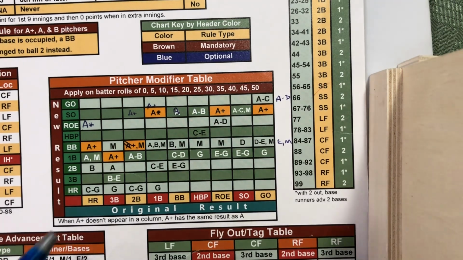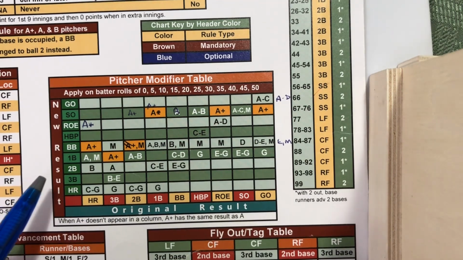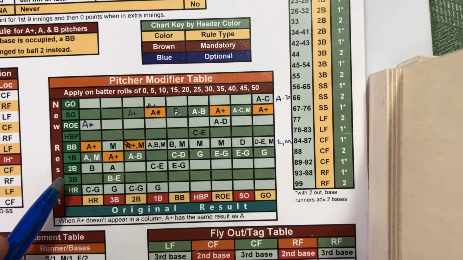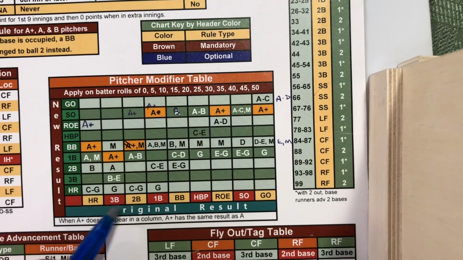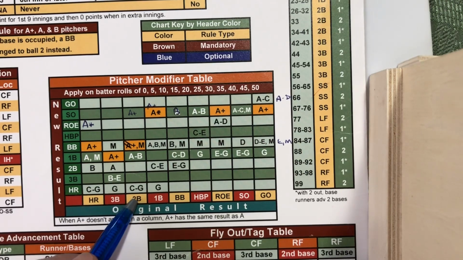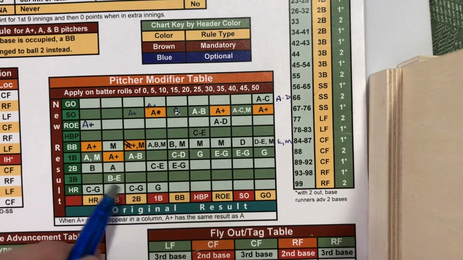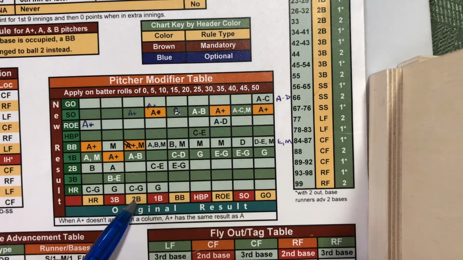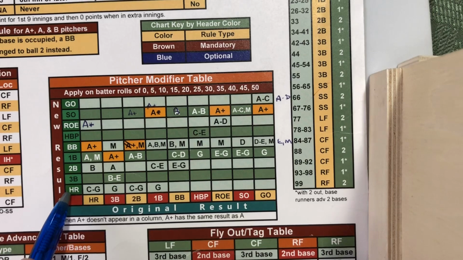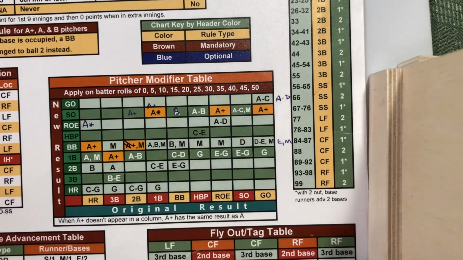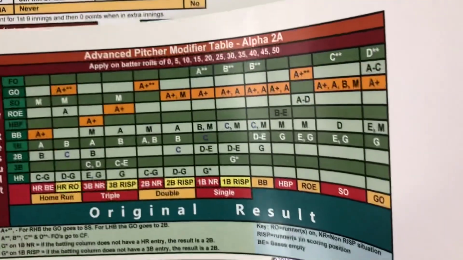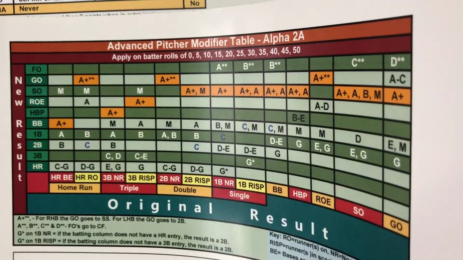So for example, if we suppose that a C pitcher gives up a double, but it ends in a 0 or 5, so we're on the pitcher modifier table, it turns into a home run. C pitchers are average in Pine Tar Baseball. But now notice what happens on the advanced modifier table.